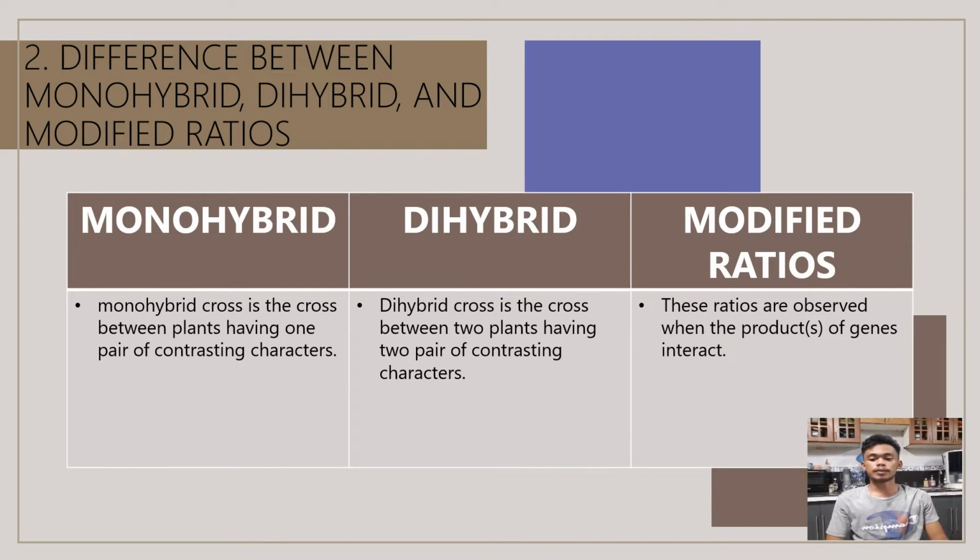Difference between monohybrid, dihybrid, and modified ratios. Monohybrid: a monohybrid cross is the cross between plants having one pair of contrasting characters. Dihybrid: a dihybrid cross is the cross between two plants having two pairs of contrasting characters. Modified ratios: these ratios are observed when the products of genes interact.